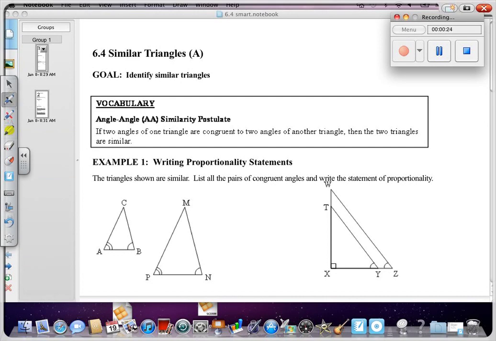We're going to look at example 1. We're going to list all the pairs of congruent angles and write the statement of proportionality.